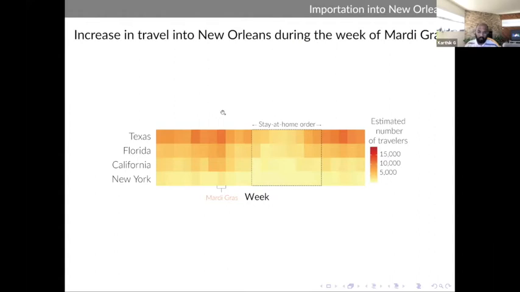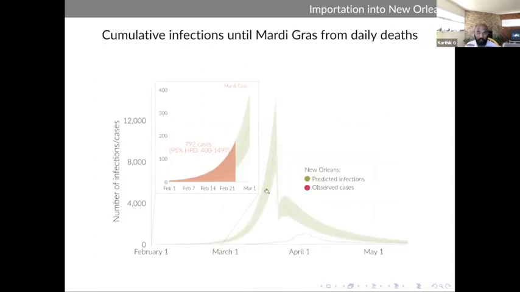Now, we actually wanted to quantify the number of cases, the number of infections that were probably caused on the day of Mardi Gras itself. In order to do this, we went back to the modeled infections from daily deaths. And we see that when you look at the cumulative number of infections, a median of 792 cases are required to recapitulate this entire infection curve.